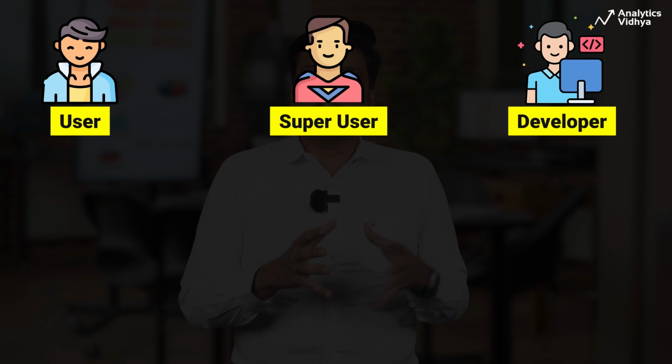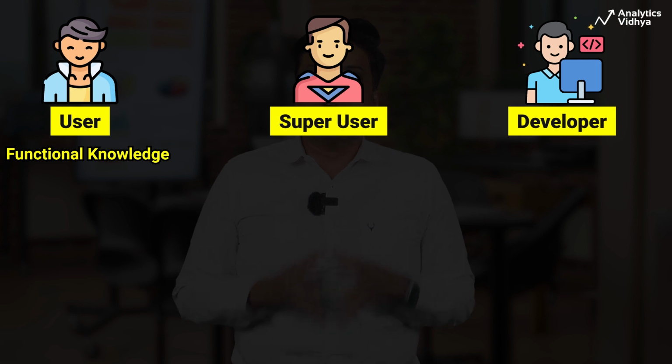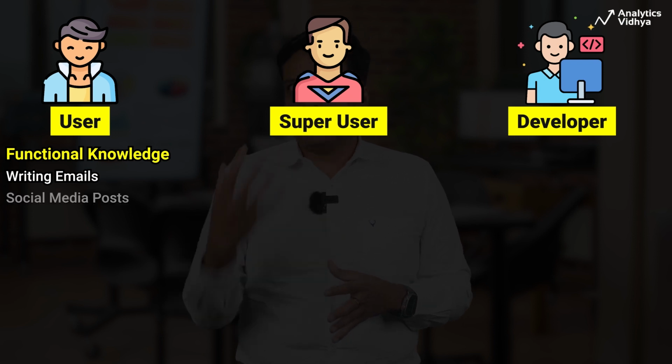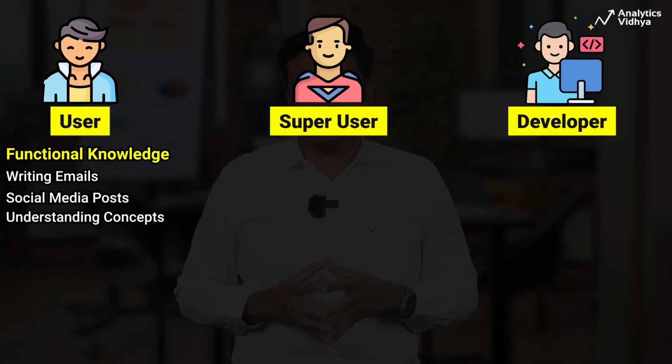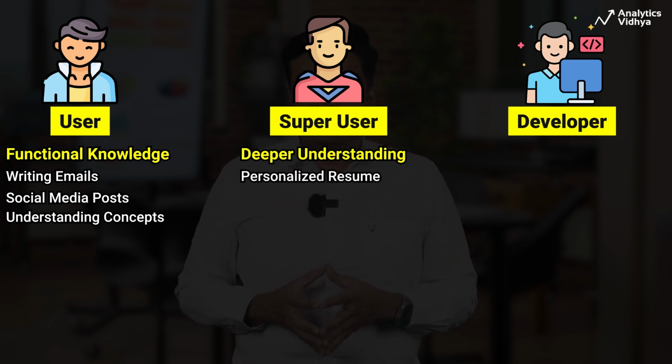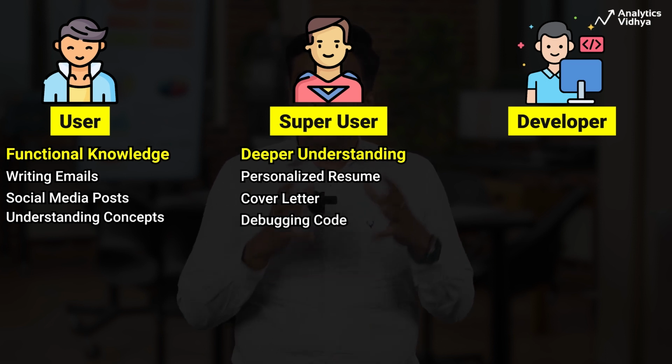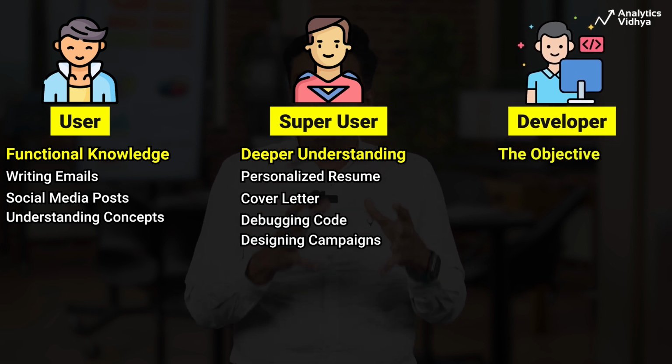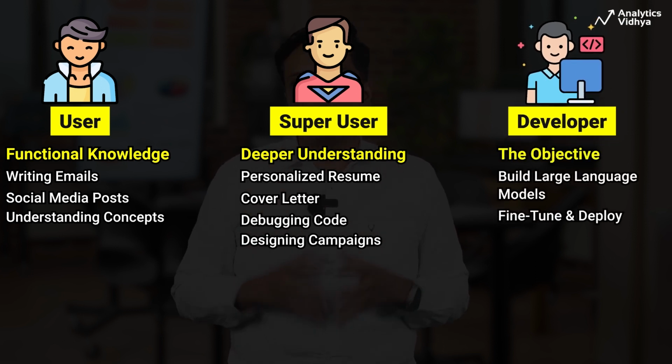Now, to put this in context of our generative AI learning roadmap, the first learning level is to become a user of generative AI, where you develop a functional level understanding of various AI tools, and how to get basic work done from them, like writing emails or creating social media posts to learning a technical concept. The second level is super users, where you develop a deeper understanding of generative AI through prompt engineering for getting more complex work done like building personalized resume and cover letters, debugging your code, or designing marketing campaigns. The third level is that of a developer, where the objective is to build, fine-tune, and deploy your own LLMs.